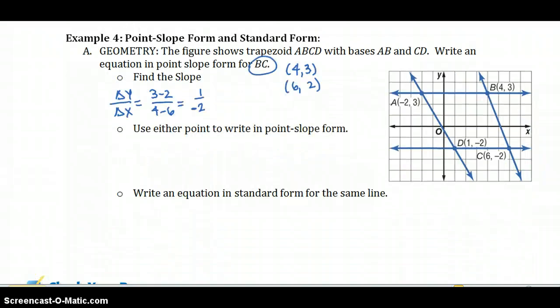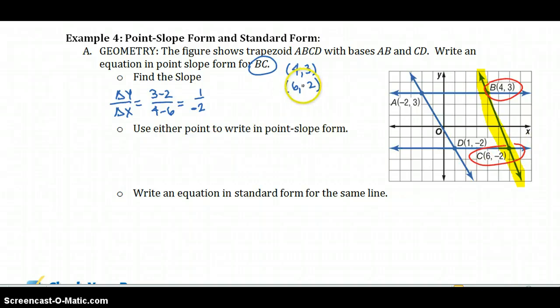Okay, for the sake of time, I've gone ahead and started this problem. It says, look at the trapezoid to the right. And the first one says, write an equation in point-slope form for the line BC. So I'm going to highlight BC here. And they've given me 2 points. B is 4, 3, and C is 6, negative 2.